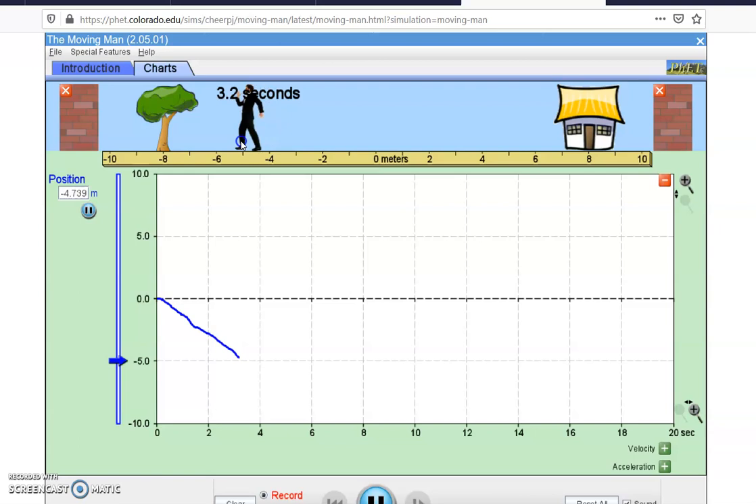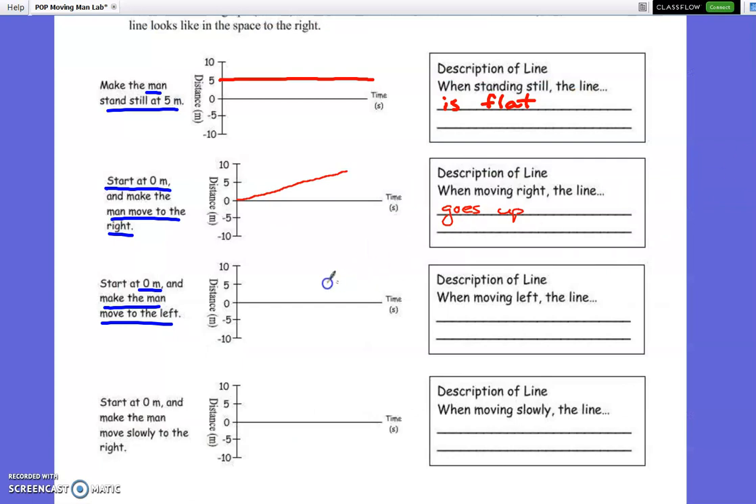We'll pause here at this point. We'll sketch that line. So starting at 0, you'll draw your line going down. So when moving to the left, the line goes down.